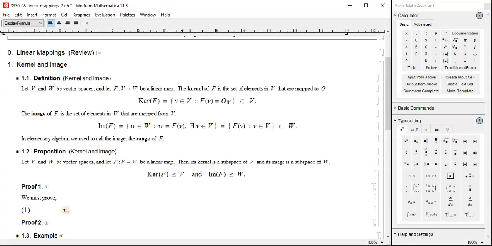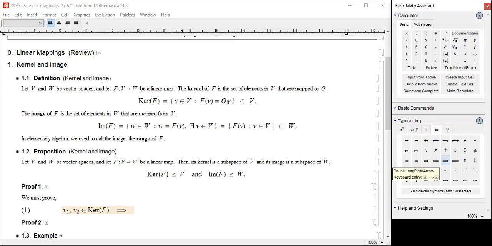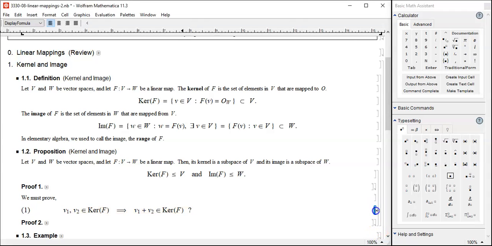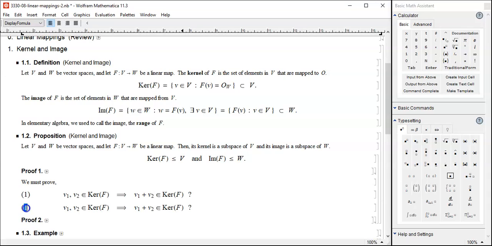So if V1 and V2 belong to kernel, then the sum must belong to kernel as well. That's something we have to prove. Next, closed under scalar multiplication. If V belongs to kernel, and C belongs to the set of real numbers, then the scalar multiplication, C times V, belongs to kernel. That's something we have to prove.